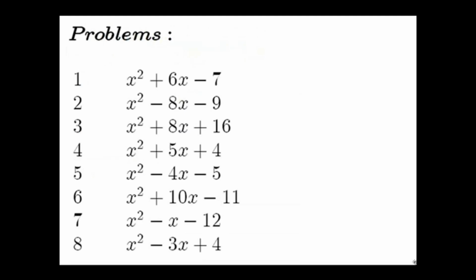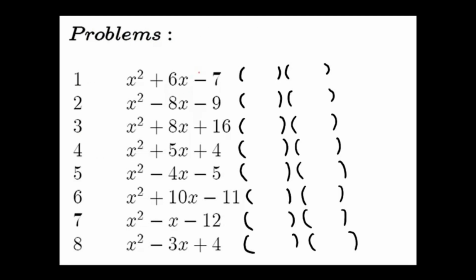Let's practice finding the signs for these trinomials. So first we will look at the last sign. On this one, our last sign is negative. That says our signs are going to be different. We need one of each. We don't have to look back. Problem 2, our last sign is negative. Our signs are going to be different, one of each. We don't have to look back.